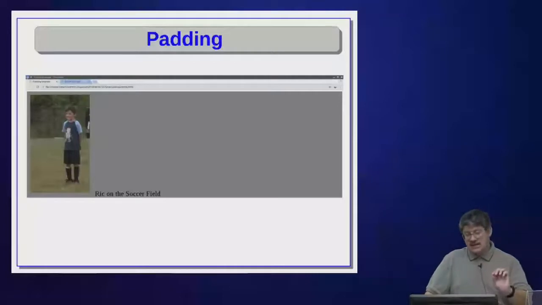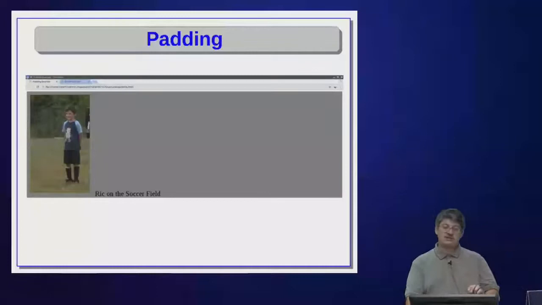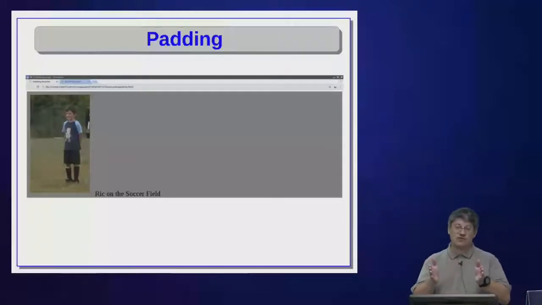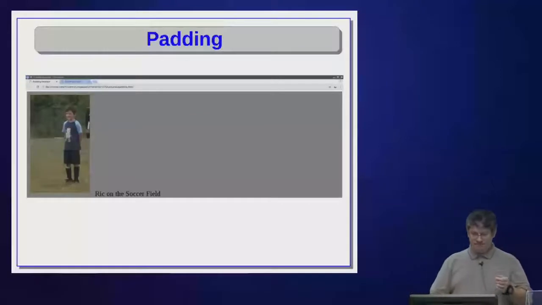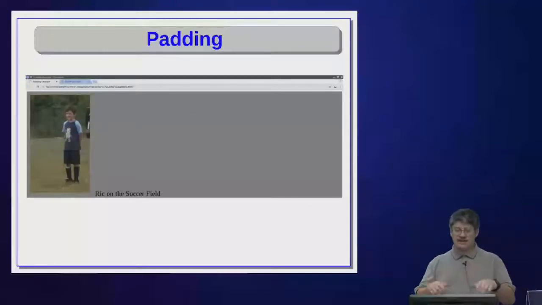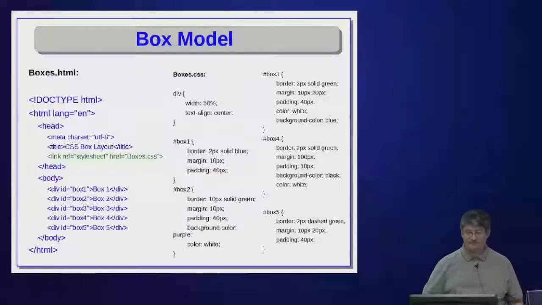But if you look at the text at the bottom that says Rick on the soccer field, I'm sorry that's so hard to read, you'll notice that the R is about 20 pixels over from the image. That's because of the 20 pixels of padding. I think there's actually also some padding around the text Rick on the soccer field, but it gives you an idea of what this would look like.